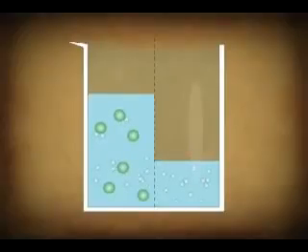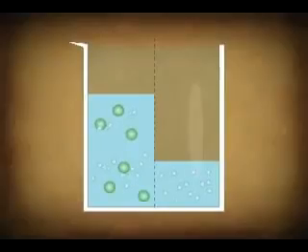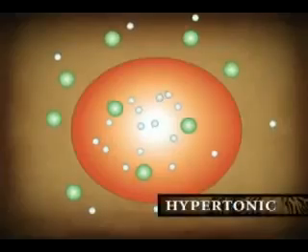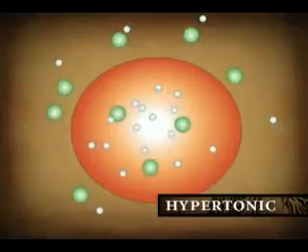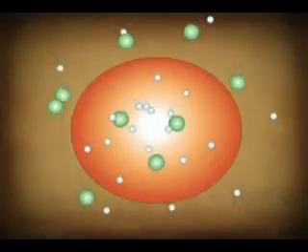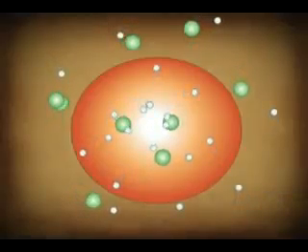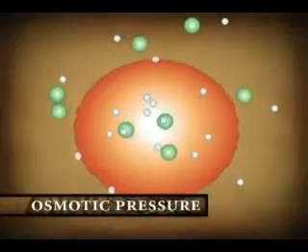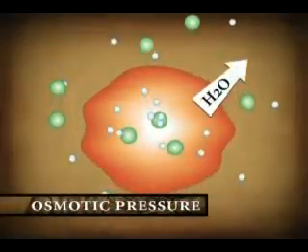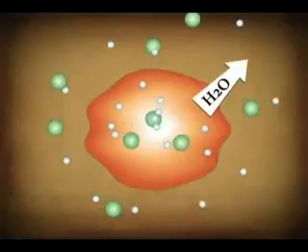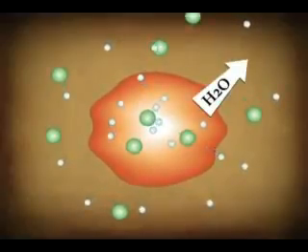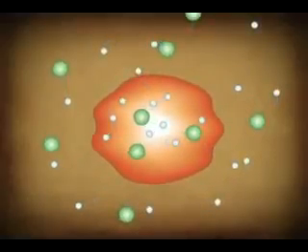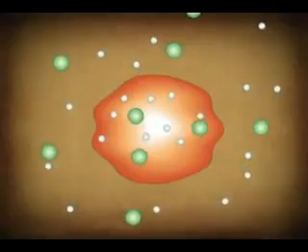So how does this process of osmosis affect a cell? There are three possible scenarios. In a hypertonic situation, a higher solute concentration exists outside of a cell than inside it. This exerts osmotic pressure for water molecules inside the cell to diffuse outside where the concentration of water molecules is less. This causes the cell to shrink due to net water loss.